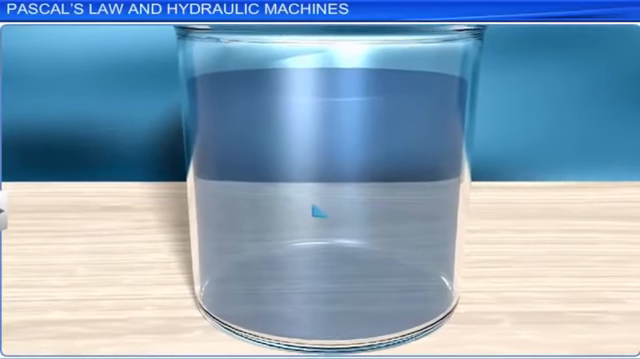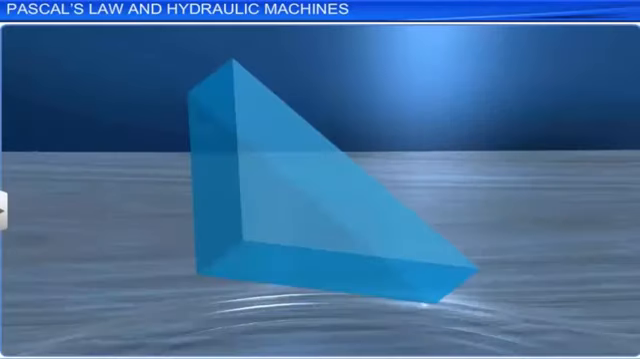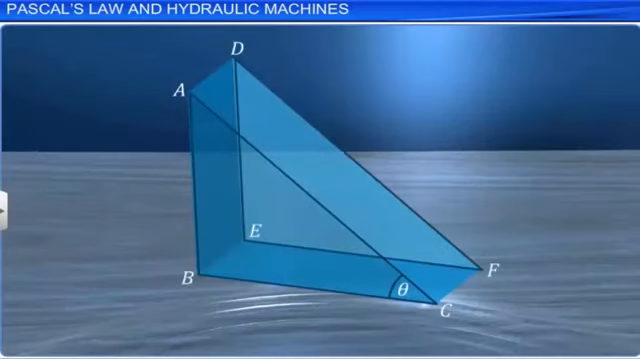Consider a very small element of fluid in the form of a right-angled prism, ABCDEF, inside a fluid at rest. As the element is very small, every part of it is considered at the same depth, and hence the effect of gravity is the same at all points of the fluid element.